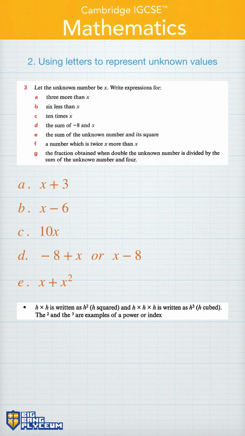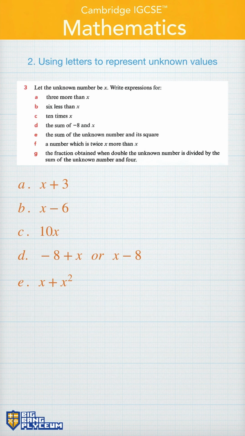Alright, now let's move on to f. A number which is twice x more than x. Well, the twice means 2 times x, right? So we simply write x plus 2x. Okay, so now let's move on to the last.